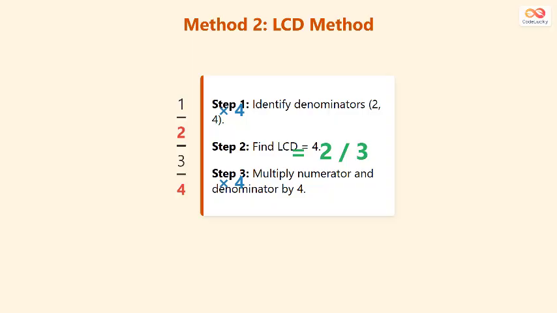Now for method 2, using the least common denominator. In this example, we have 1/2/3/4. The denominators of the small fractions are 2 and 4. The least common multiple for these is 4. So, we multiply both the top and the bottom of the big fraction by 4. This cancels out the fractions immediately, leaving us with 2/3.